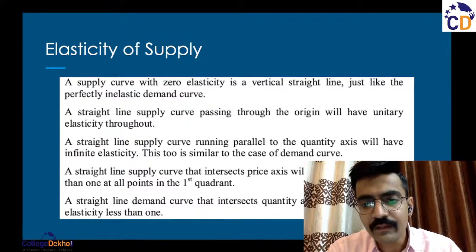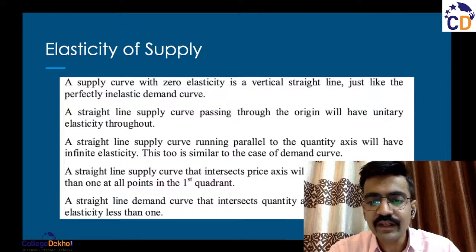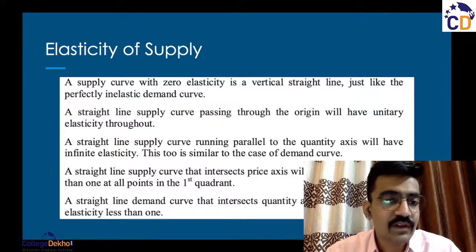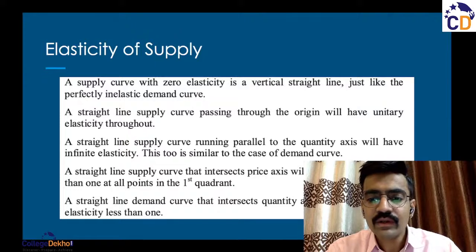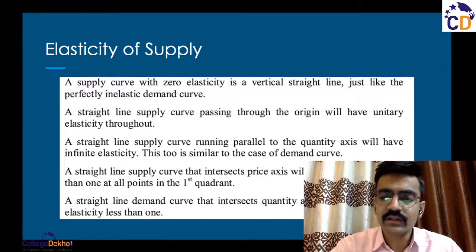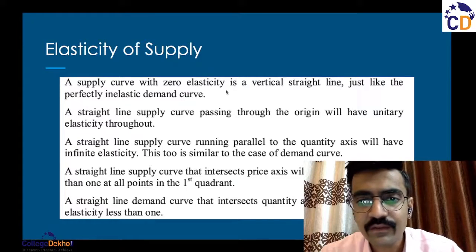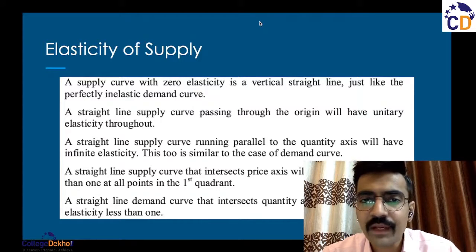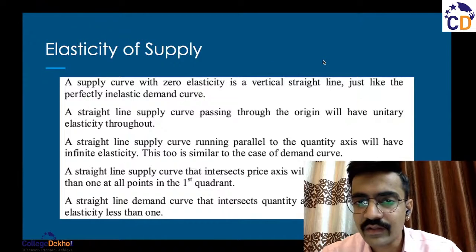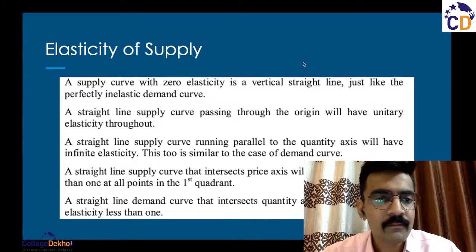All right, and the second case, which is a straight line supply curve passing through the origin, will have unitary elasticity to it. I'm sorry, I made a mistake. This vertical is when the supply curve is parallel with the y-axis and not the x-axis. All right, please note this point.